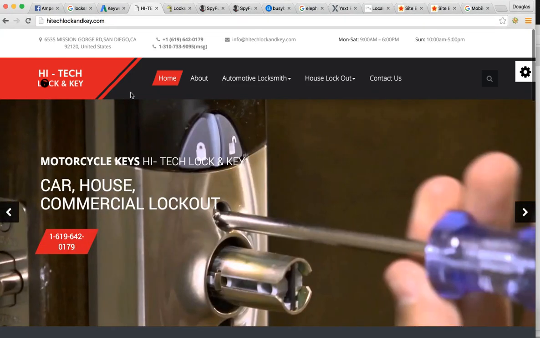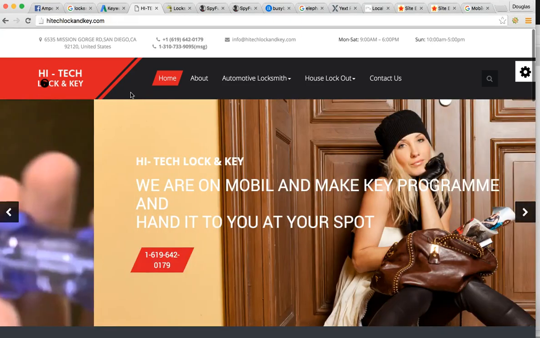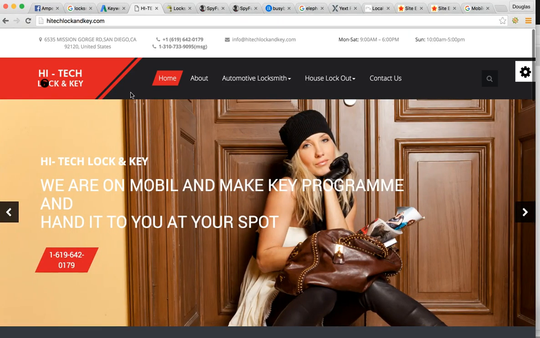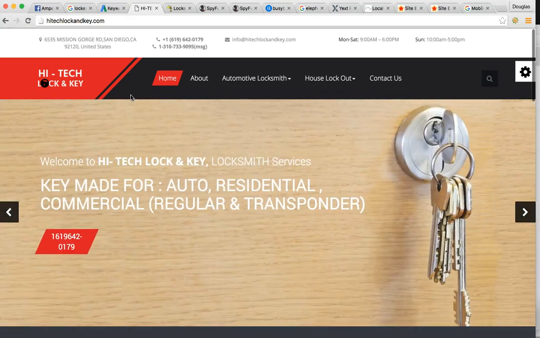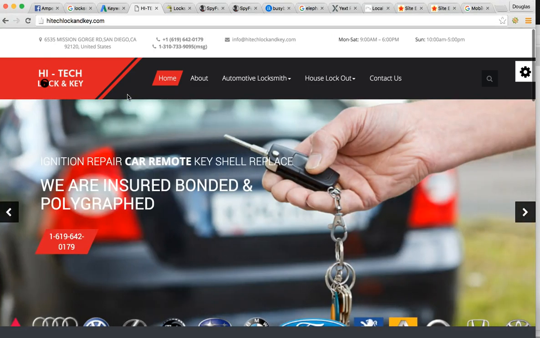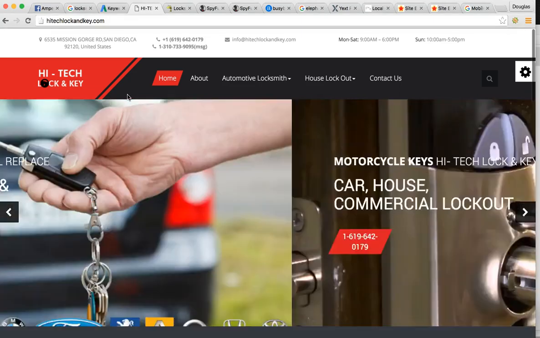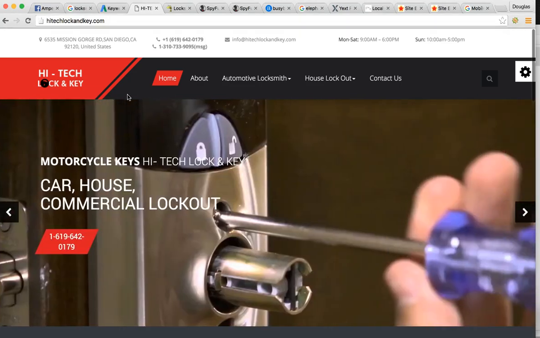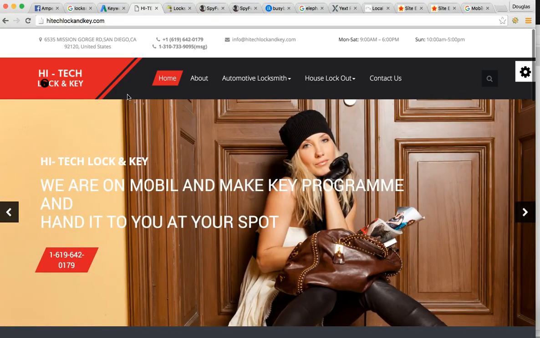So to find you, they would have to type in lock and key or locksmith in San Diego. So you want to be at the top of those searches, right? Of course, Google is very smart. So when you search something on there, it knows your location. So people aren't typically always going to be typing in San Diego. They could just be typing in locksmith or lock and key. And if they're in San Diego, then you would pop up on those searches.